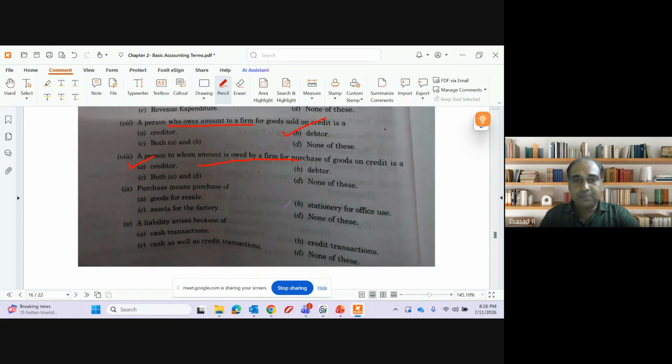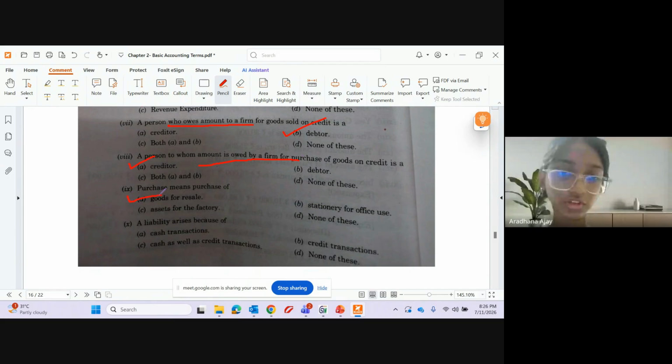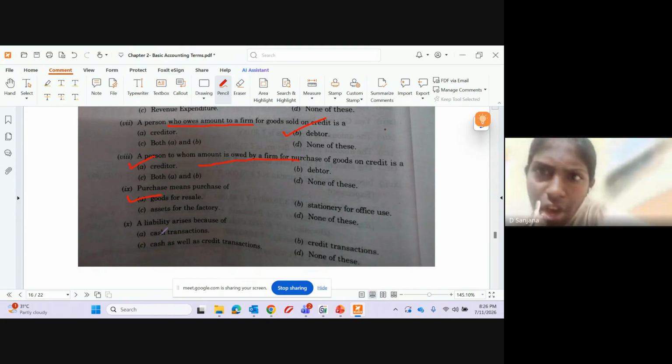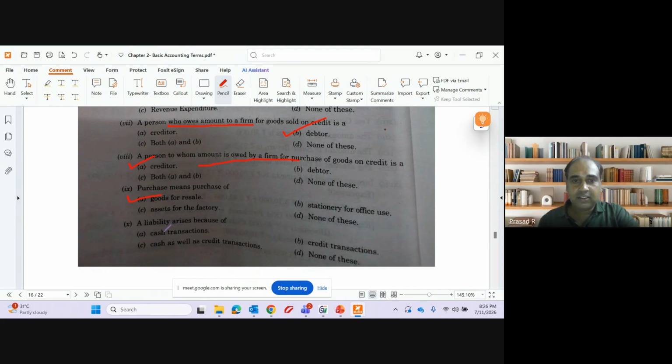Purchase means purchase of what? Is it stationery for office use? No, it is goods for resale. Option A, goods for resale. Correct.